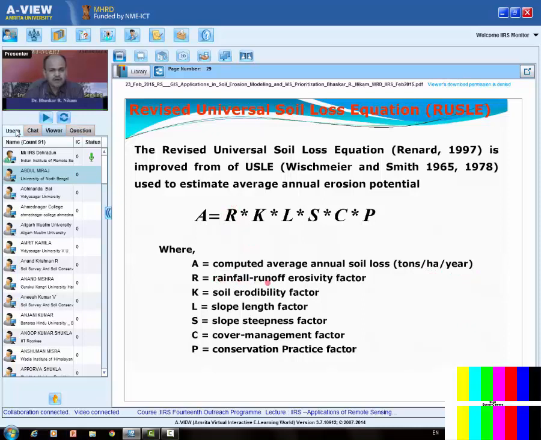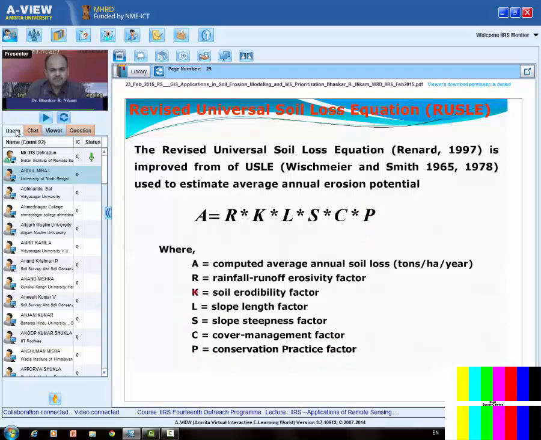R stands for rainfall runoff erosivity factor. K stands for soil erosivity factor. So R stands for the erosive power of the rainfall and runoff. K stands for soil erodibility, the tendency of soil to get eroded. L stands for slope length factor. S stands for slope steepness factor. C stands for cover management factor, and P represents the conservation practice factor.